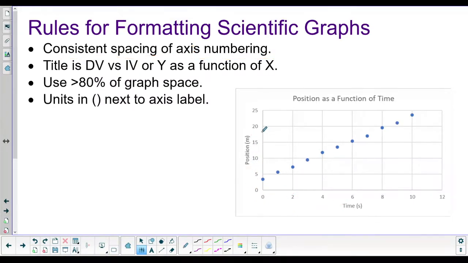So we need to make sure that our graph is consistently spaced, which probably won't be an issue for you because you'll be provided graphs. On the AP test, they'll have a nice piece of graph paper for you.